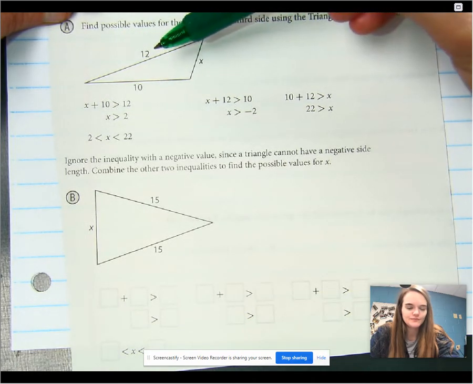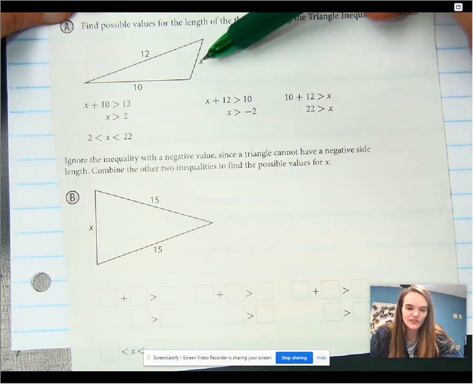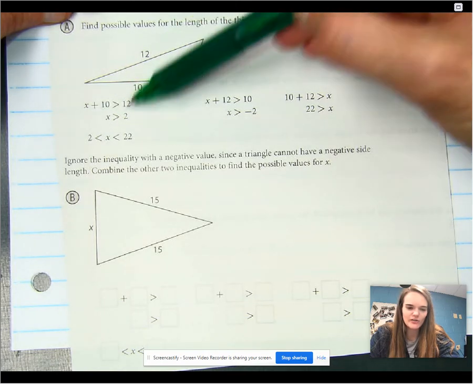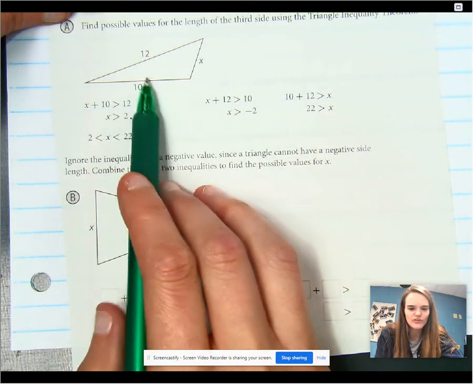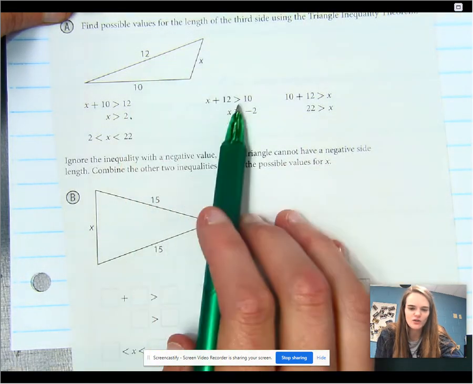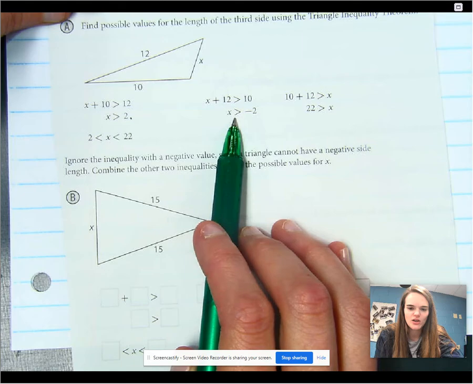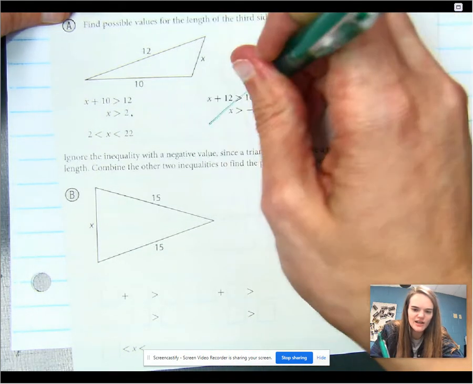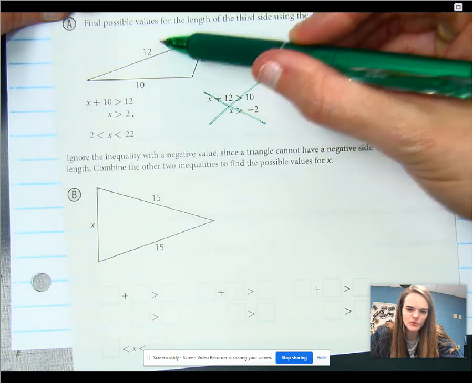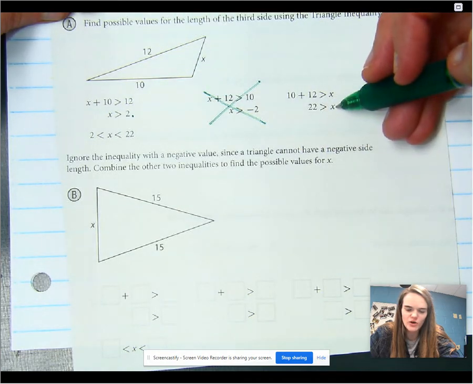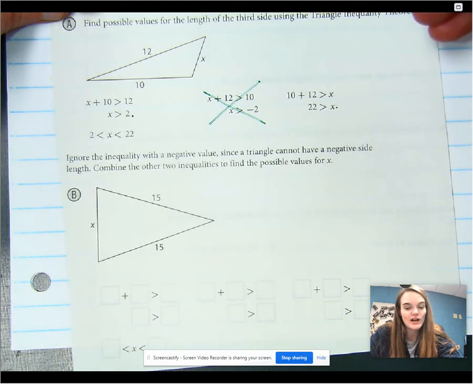X plus, the side length's x plus 10 needs to be greater than 12, so we found that. X plus 2, okay, great. Then we set up the next set. X plus 12 has to be greater than 10. I'm a negative. You cannot have a negative side length, so we're going to get rid of that one. Okay. 10 plus 12 has to be greater than x, so 22 has to be greater than x. X stands for the third side.